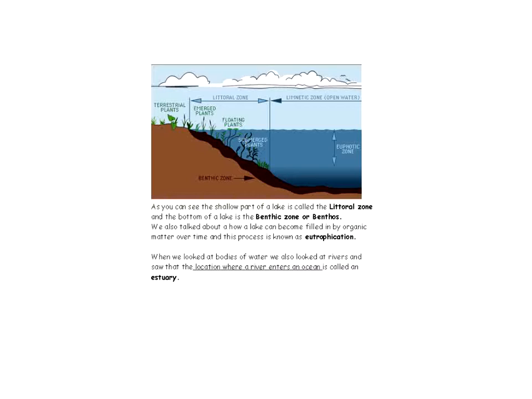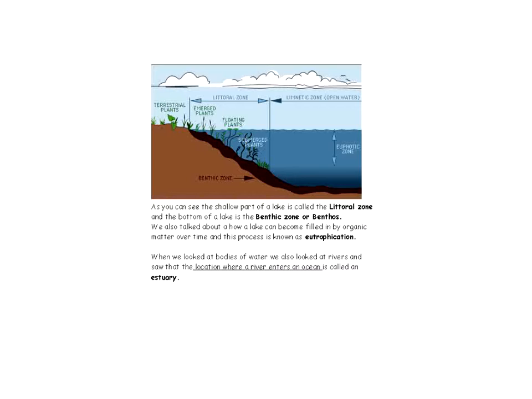Okay, let's kind of shift gears a bit and look at the different layers of a lake. Well, the shallow part of a lake is called the littoral zone, and the bottom of a lake is called the benthic zone, or the benthos. And we also talked about how a lake can become filled in with organic matter over time, and this process is known as eutrophication.